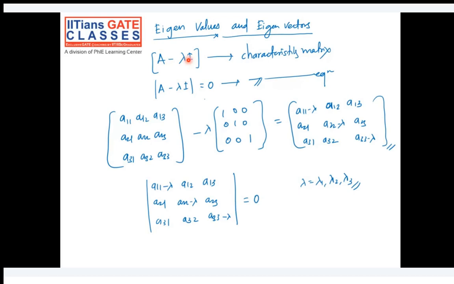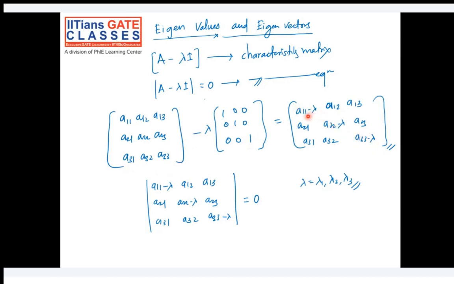So how will it look? Matrix A is, let's say, 3 cross 3: A11, A12, A13, A21, A22, A23, A31, A32, A33, minus lambda times the identity matrix, which is again 3 cross 3. So what you will get is A11 minus lambda, A12, A13 as it is, A21 as it is, A22 minus lambda, A23 as it is, A31, A32 as it is, A33 minus lambda.